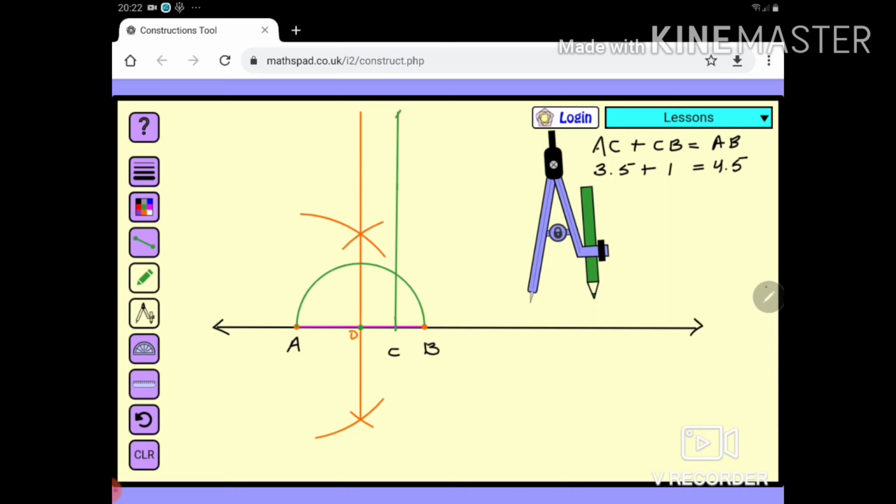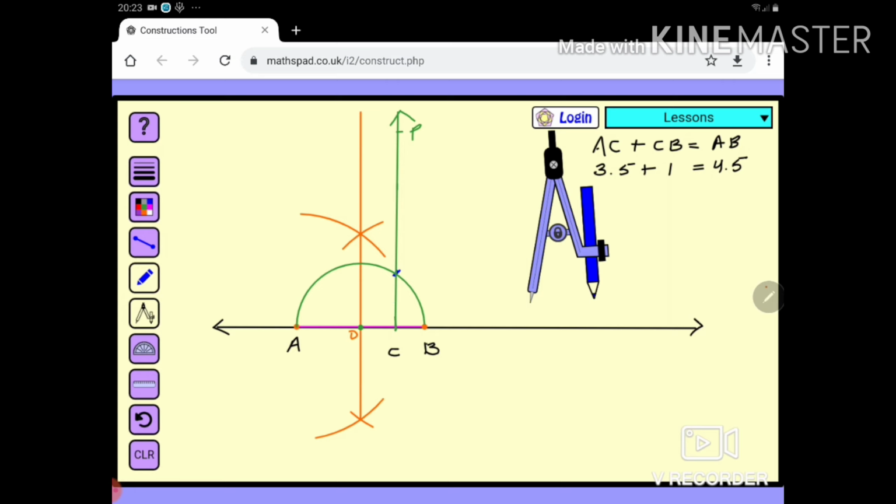Say CP. CP is perpendicular at point C. The point where this perpendicular is intersecting the semicircle drawn, which I am going to represent with the blue color. So here this point is, this particular point is actually giving you the length of root 3.5.